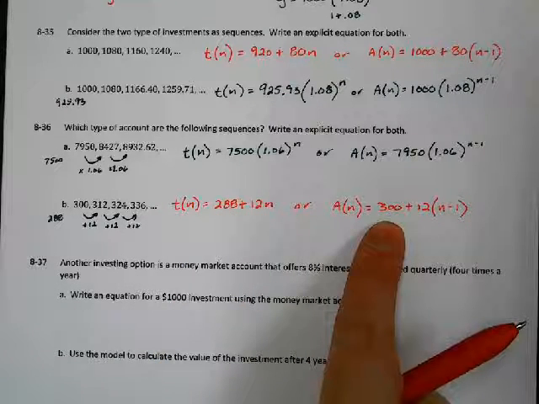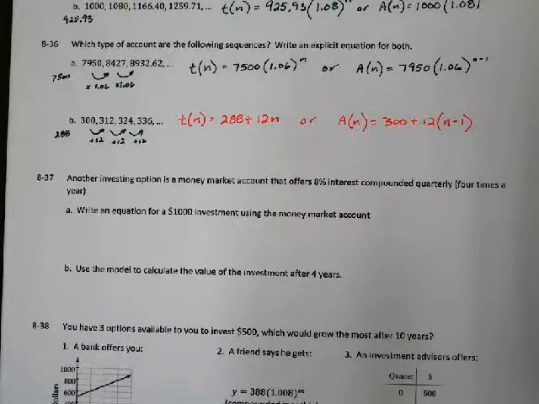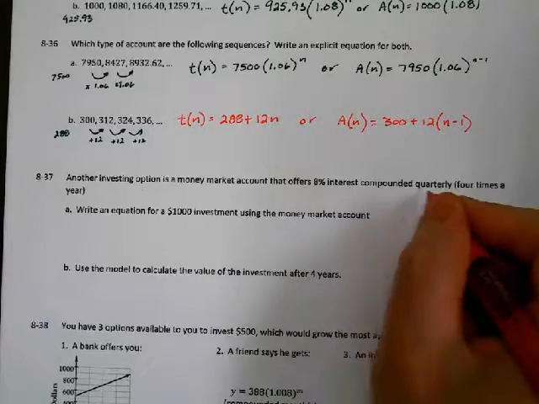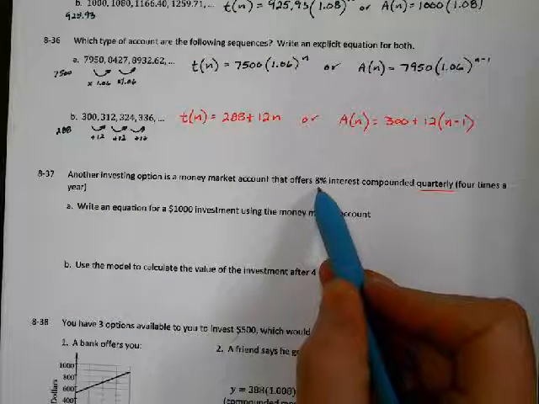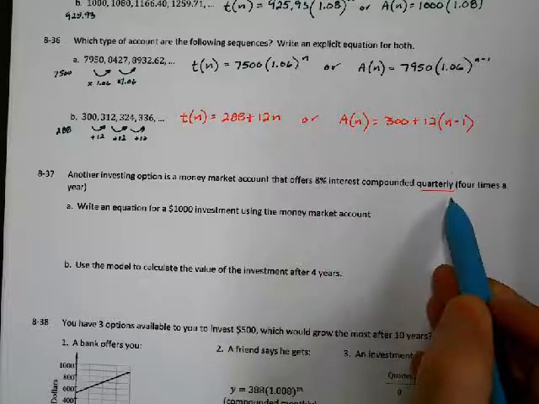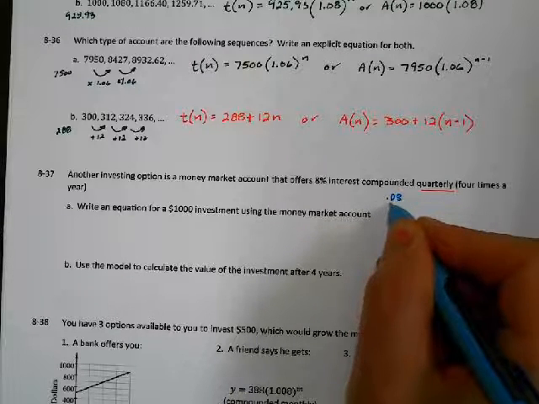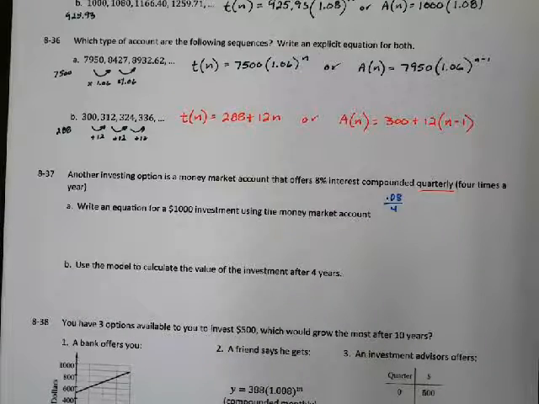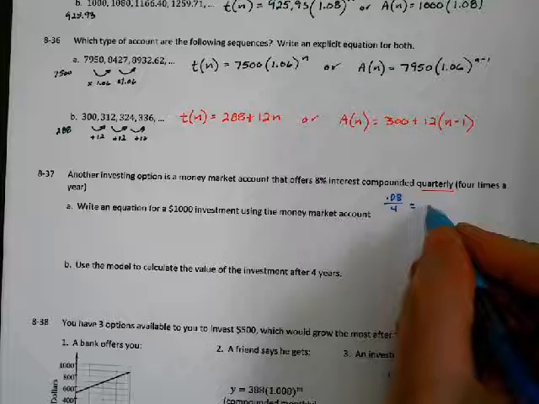Next part, another investing option is a money market account that offers 8% interest compounded quarterly. Quarterly, something new. So when we do it quarterly, we do 4 times a year. So if I take 8% interest and I'm breaking it up quarterly, what I'm basically doing is taking that 8% and dividing it up 4 times during the year. So every 3 months, I'm going to get 2% interest.